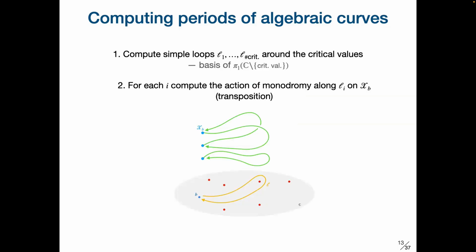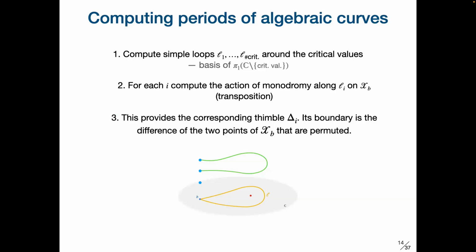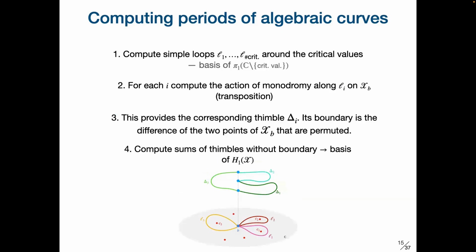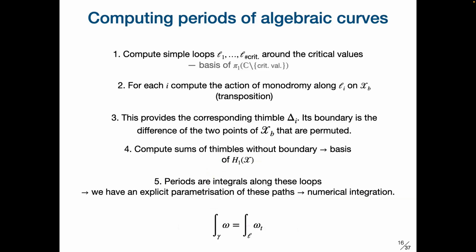For each of these loops, you can compute the action of monodromy, which is going to be this transposition of 2 points. This gives you the boundary of the corresponding thimble, which is just going to be the difference of the 2 points that get transposed. Once you have this description of all the thimbles and their boundary, you can do this gluing, and you obtain a basis of the space of 1 cycles. And this description of the 1 cycles is very nice for integration, because what you've effectively done is parameterize your 1 cycles as lifts of loops in the projective line. So if you want to compute the periods, all you have to do is a line integral in complex plane. And there are numerical methods to do this very efficiently.